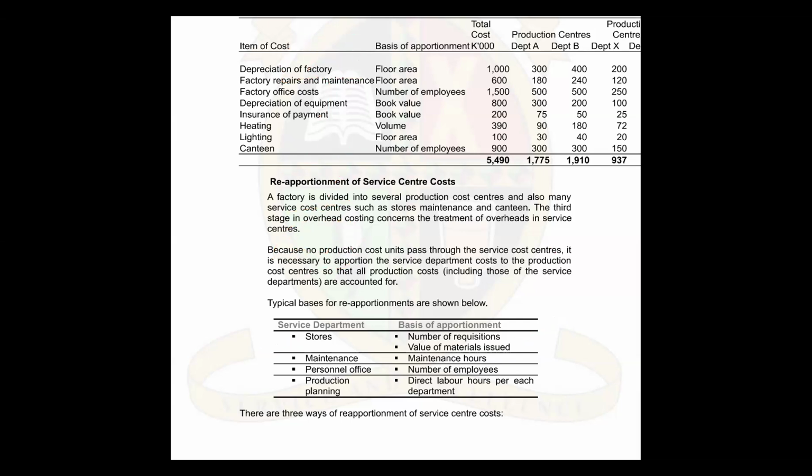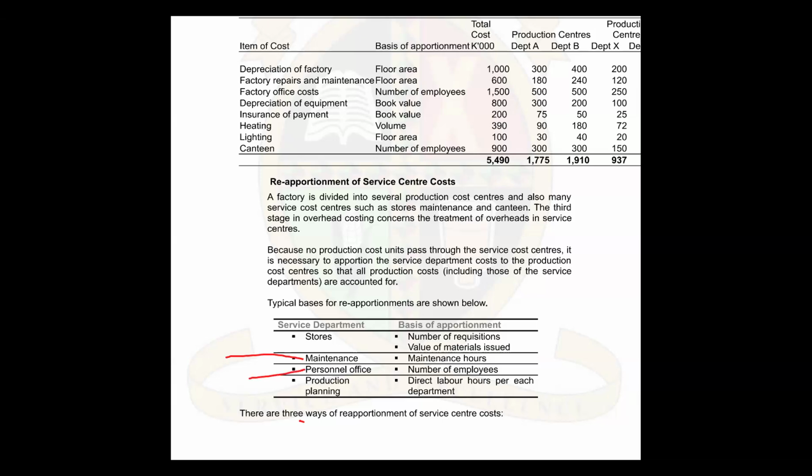That's clear. You could also have another department called the maintenance department. At that point, you have to check whether, on the basis of apportionment provided, you have maintenance hours. If you have maintenance hours, then it warrants you to use them to do the apportionment of the maintenance cost as you get it into the production centers. Basically, that's what you're doing.